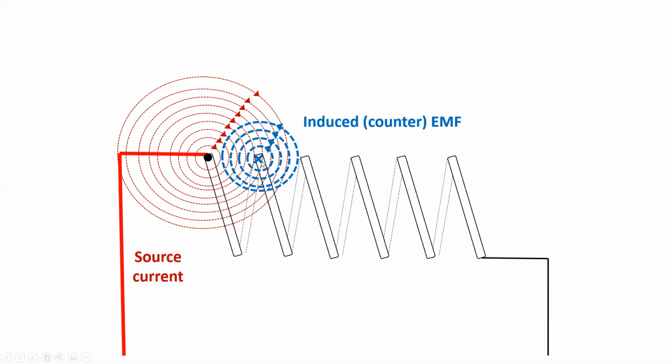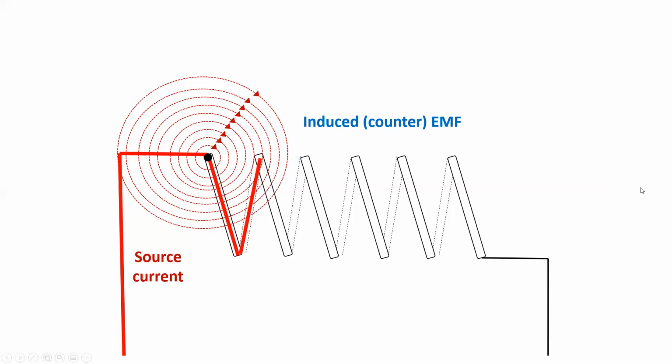Now, what's going to happen? The currents are traveling in opposite directions. Obviously, the source current is larger, but the induced counter EMF will cause a reduction, essentially slow it down. So it will reduce that primary current or slow it. So let's take a look at that again in the animation.